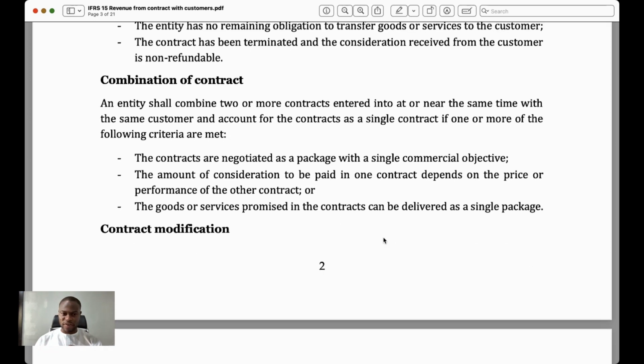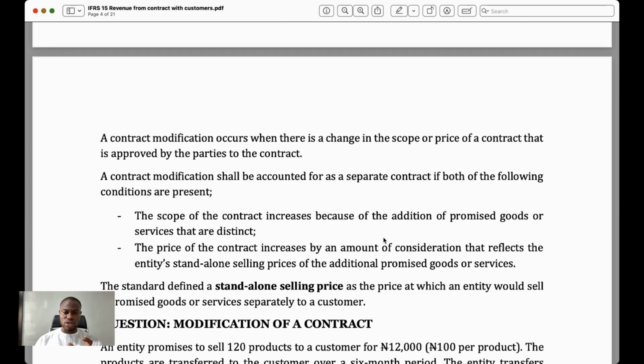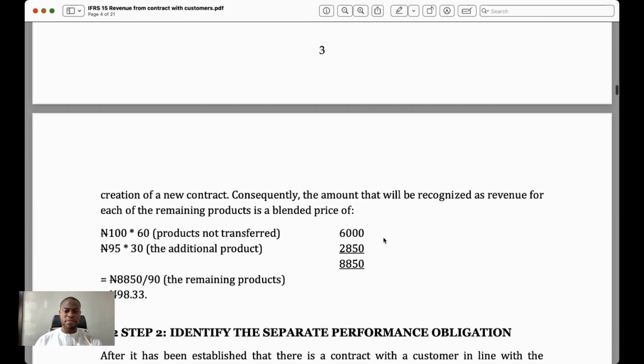Then a contract can be modified, and this would occur when there is a change in the scope or price of a contract that is approved by the parties of that contract. And this change in scope must be as a result of addition of promised goods or services, and the change in price must reflect the entity's standalone selling prices of the additional promised goods or services. And when we say standalone selling price, we are talking about the price at which an entity would sell additional goods or services. Then we looked at this question on modification of a contract.